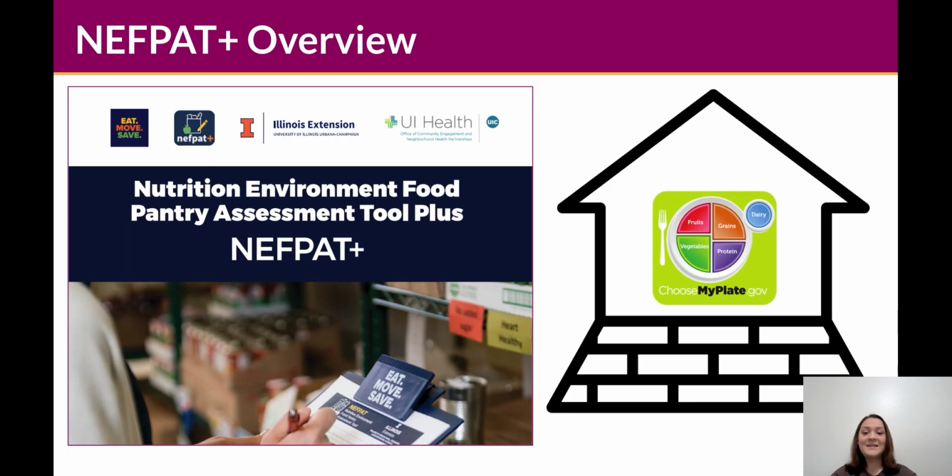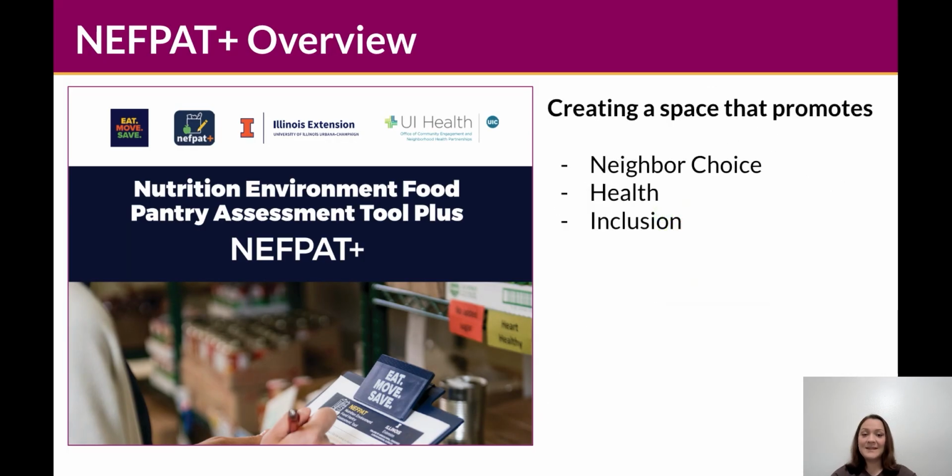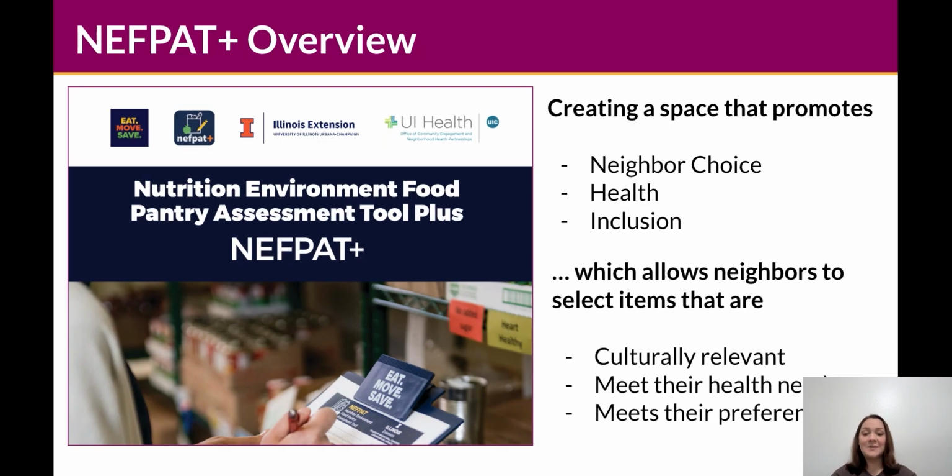It's also about creating a space that promotes neighbor choice, health, and inclusion. The food pantries can adopt practices that encourage neighbors to select items that are culturally relevant, meet their needs, and fit their preferences. By adopting the NEFPAT Plus framework, food pantries can become more than just places where people collect food. They can become community hubs that promote long-term health, equity, and inclusion for all. Over the course of this video, I will be taking you through the NEFPAT Plus form and its 7 objectives.